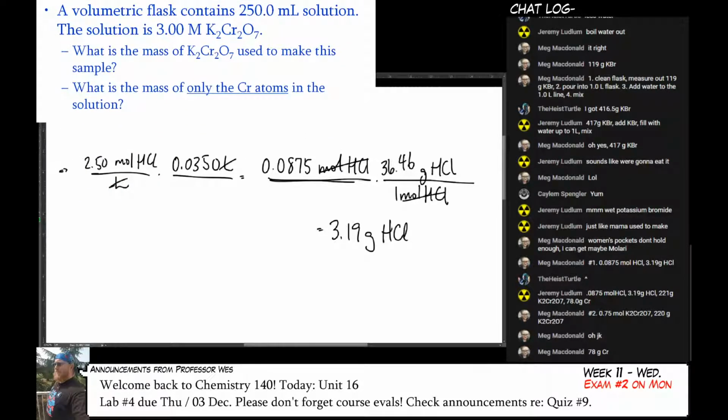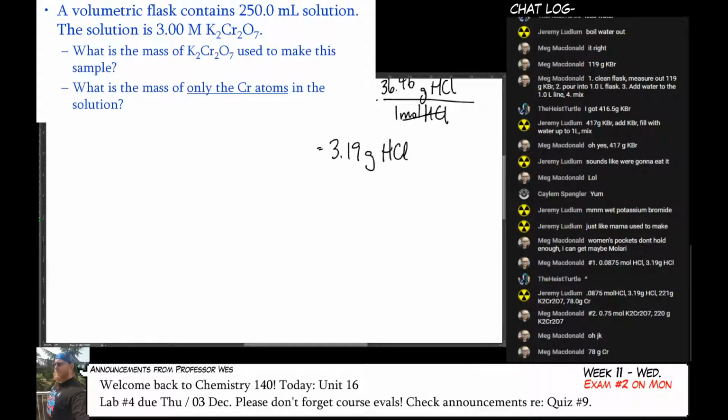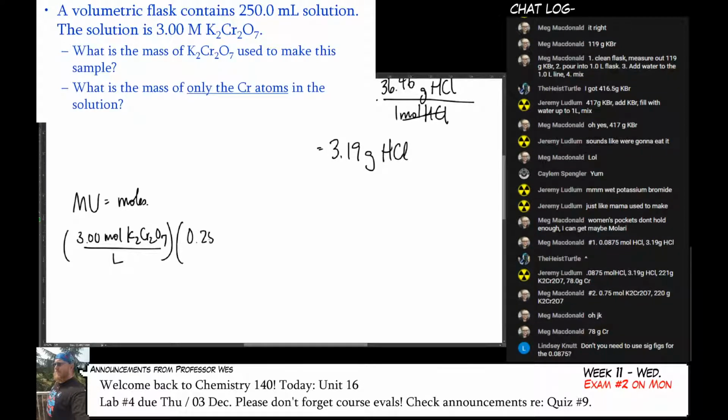All right, let's look at the second one. What's the mass of potassium dichromate used to make the sample? So we're going to do the exact same thing. We're going to go MV equals moles. So we'll start with... There's our molarity. We'll multiply it by the volume. It's 250 milliliters, so that's 0.250 liters.